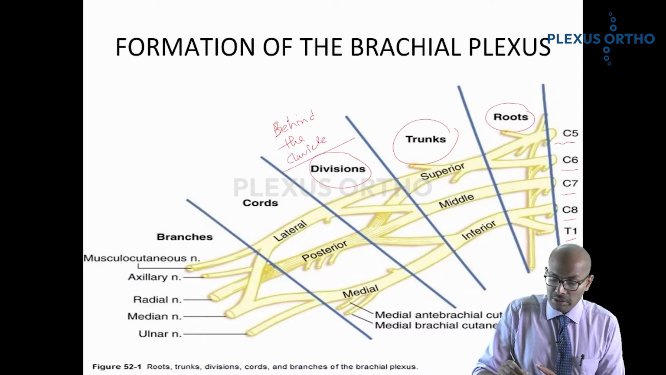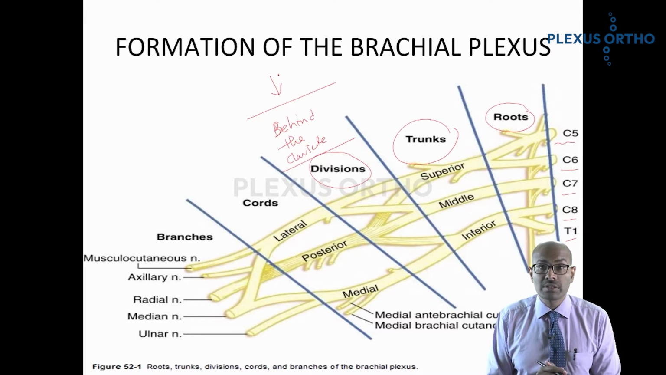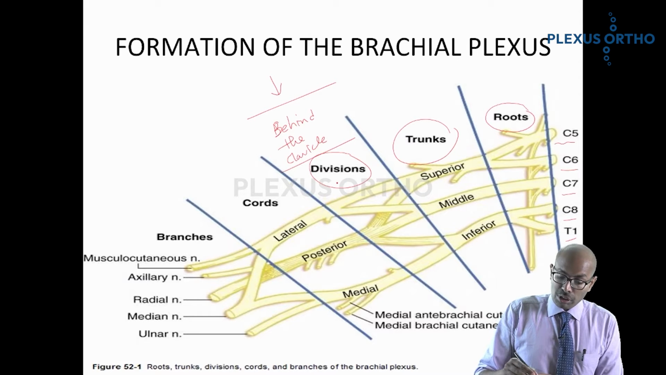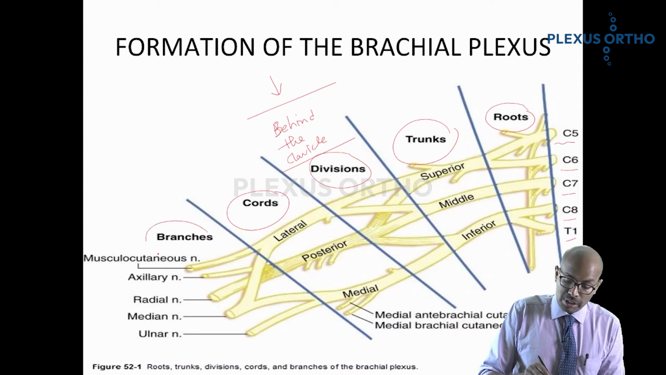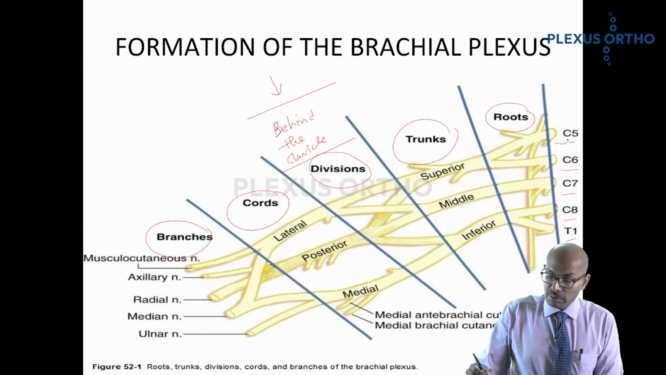Sometimes if the injury is at this level, you need to do a clavicular osteotomy to access these nerves at this point. Then the divisions become cords, and then the cords finally give rise to the various branches that we see in brachial plexus. So what are the roots? C5 and C6 roots combine to form the superior or the upper trunk.